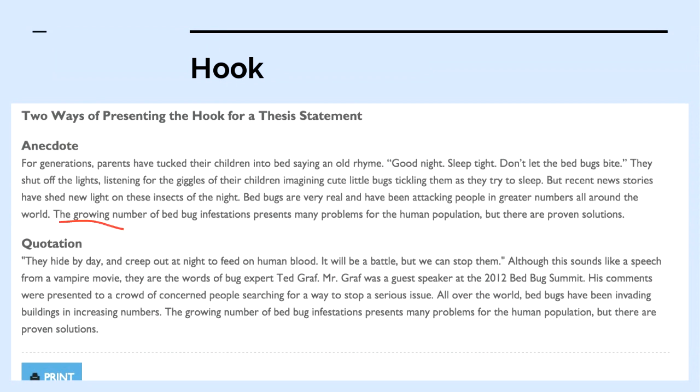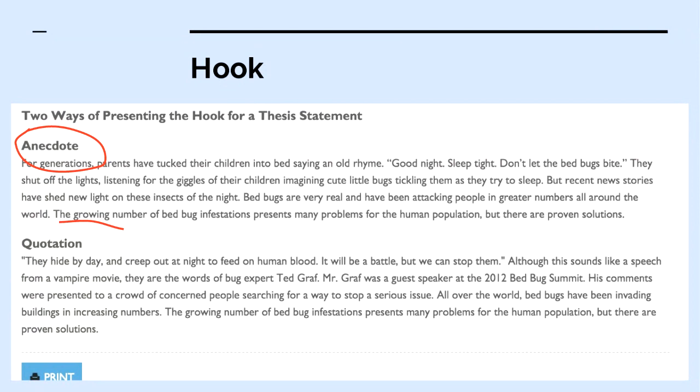And to start it off, for the hook, they used an anecdote. And an anecdote is like a little story that you tell, right? And what that does is it pulls your reader in. Their example was the "Good night, sleep tight, don't let the bed bugs bite." Right? And they connected that to the problem of bed bug infestations.